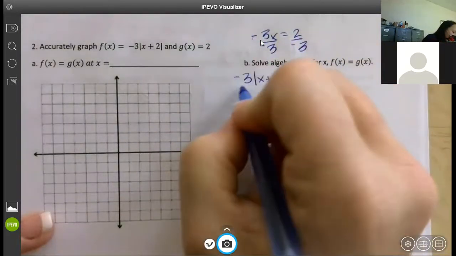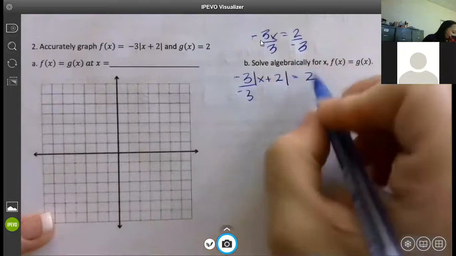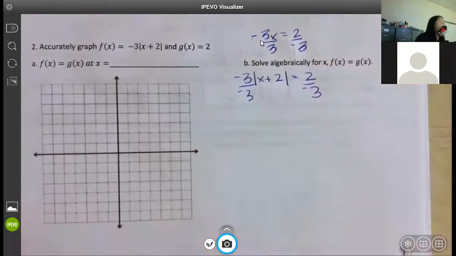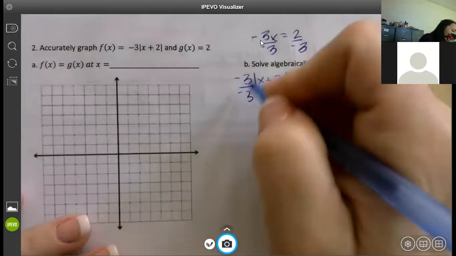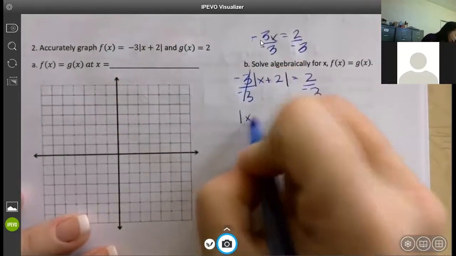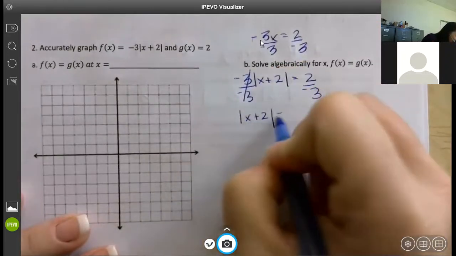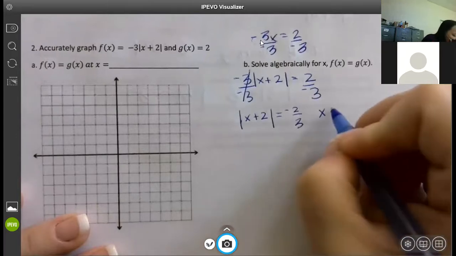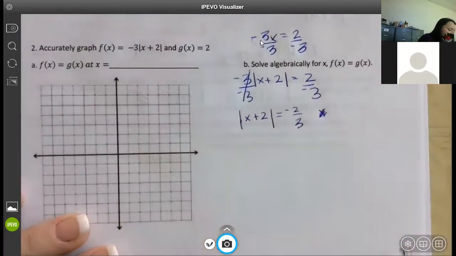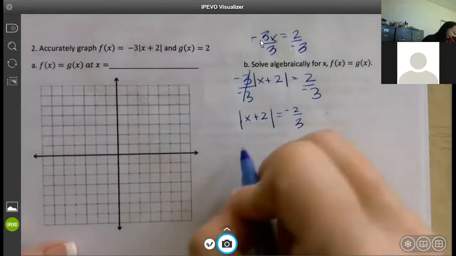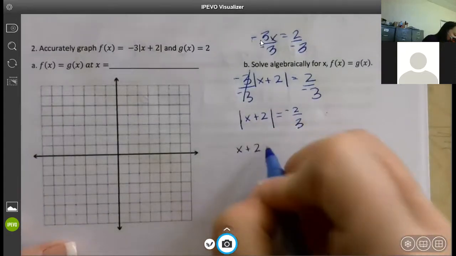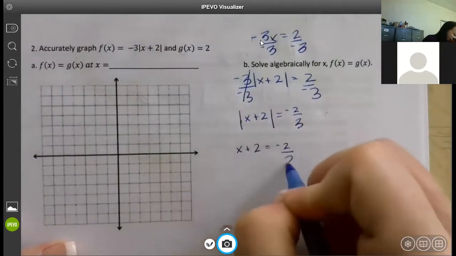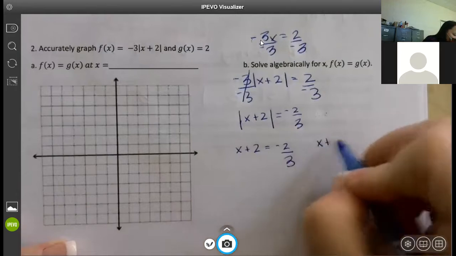This is the same thing on this one because we're multiplying that 3 in, but we cannot distribute it. I see a lot of people try to distribute it. Don't do that. All right, so those cancel out. We're left with the absolute value of x plus 2 is equal to negative 2/3. And remember, we're going to split it up now. Absolute value is by itself. So we make 2 equations, one positive 2/3 and one negative 2/3.